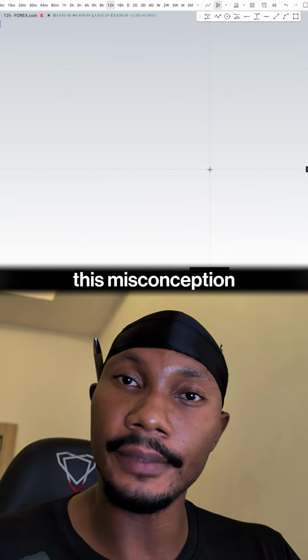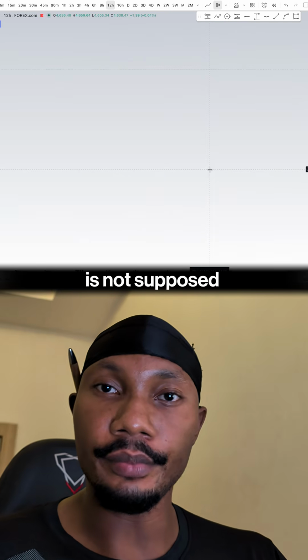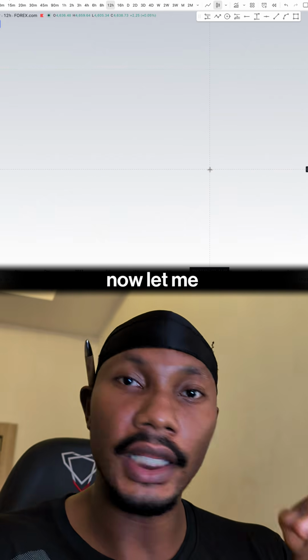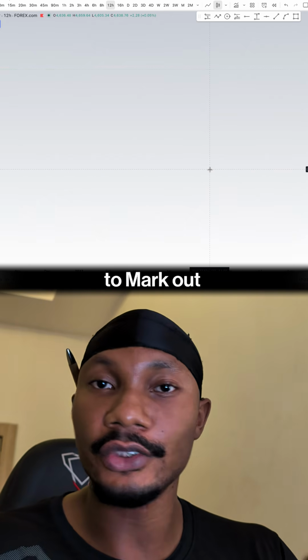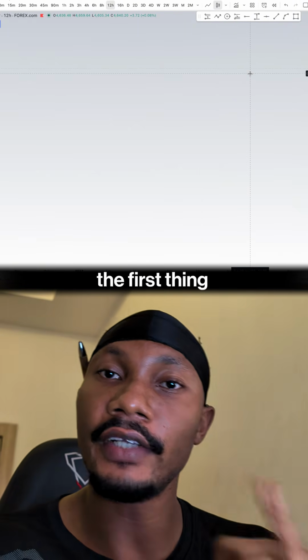So there's this misconception most traders have, that they will always say a wick is not supposed to be a break of structure. You cannot use wicks to mark out a break of structure. Now, let me educate you guys. Using wicks to mark out a break of structure has a lot of context to it. The first thing is consistency.